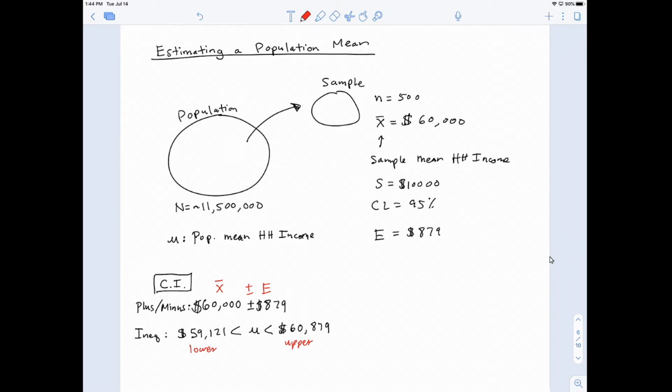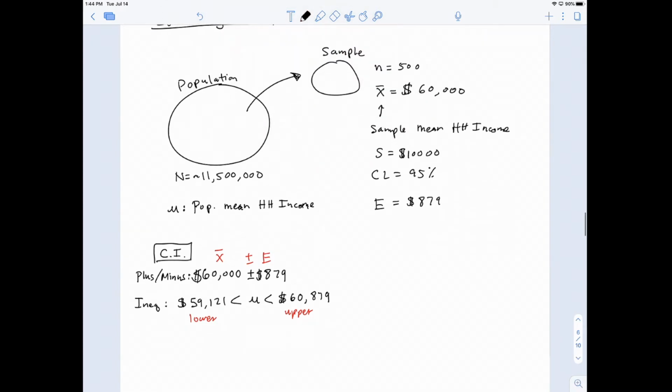And then the third way that we can write this confidence interval is as interval notation. Interval notation is just a math notation where we're going to have a parentheses because this less than sign means that it's not inclusive. So it's not including this value.